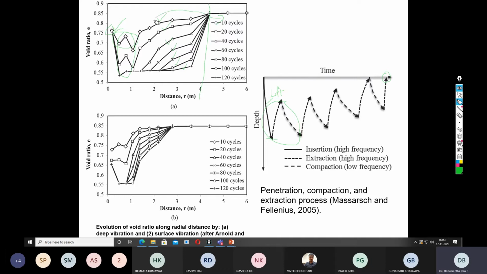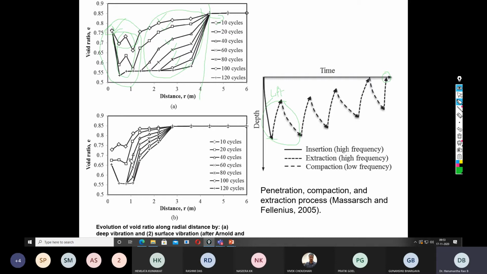But this zone may or may not show it. Compaction is happening. So this is one of the indicative diagrams to understand how much is the change in the void ratio, or how much is the change in the volume of the soil, so that we can ascertain whether the desired densification is attained or not in the field during the vibroflotation technique.